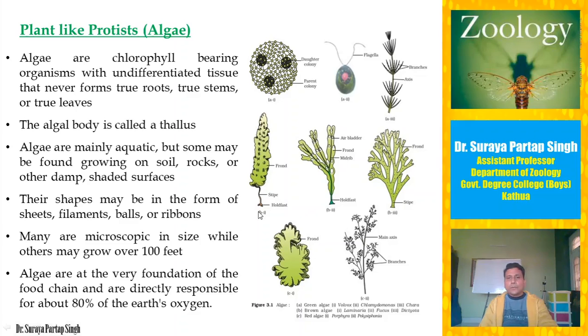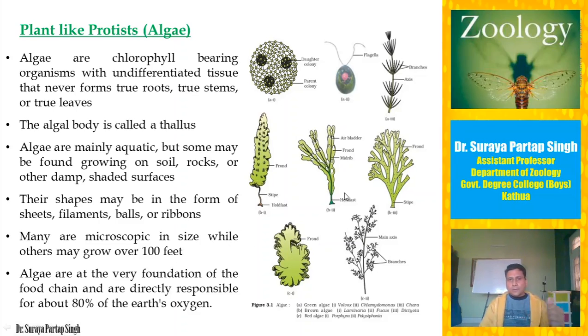They do not have true roots, stem, or leaves, and they may exist in different shapes, in the form of ribbons. For example, you must have read about Spirogyra and Zygnema. They form ribbon-like structures. Then we have filamentous algae, kelps. So a wide variety of forms may exist in algae. Many are microscopic. For example, Chlamydomonas, one of the most common examples we study in algae. It's microscopic, and some may grow over 100 feet tall.